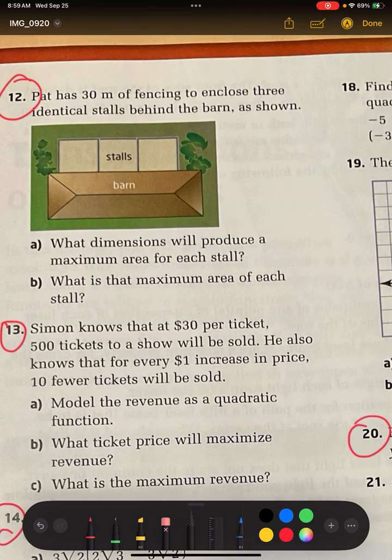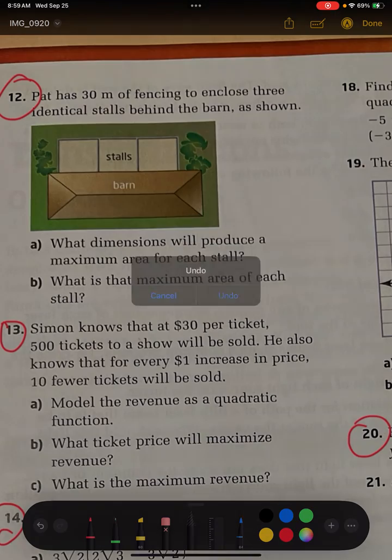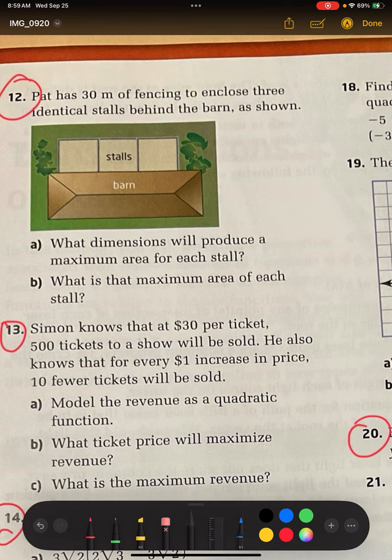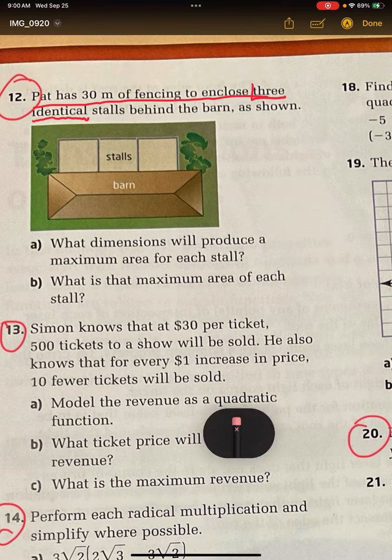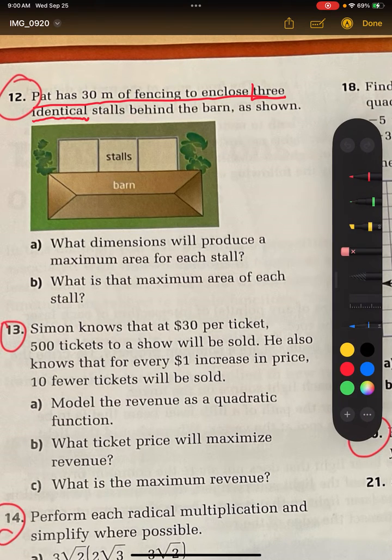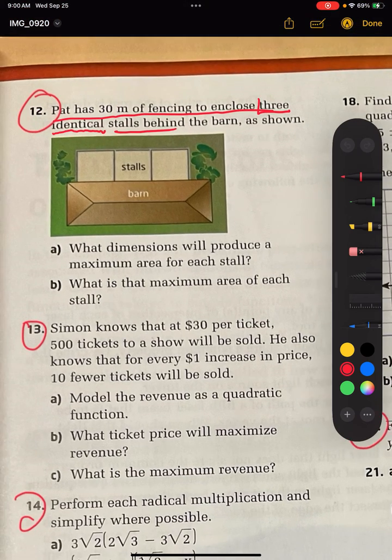So I'm looking at question 12. Question 12 says Pat has 30 meters of fencing to enclose 3, and the key word is identical stalls behind the barn. And here's a picture. It says, what dimensions will produce a maximum area for each stall?